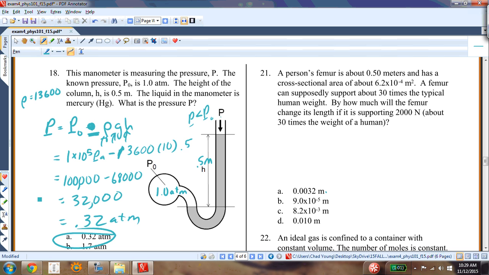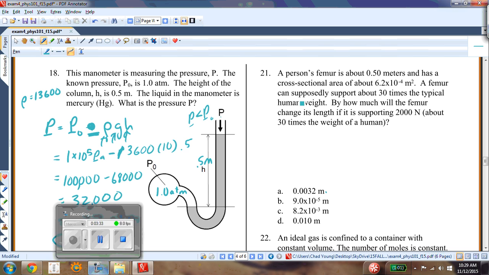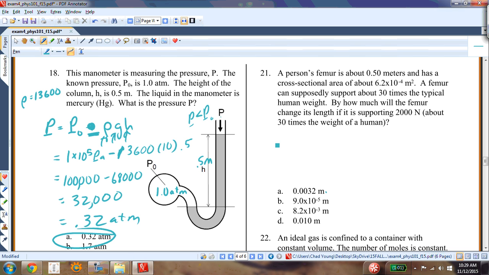A person's femur is about 0.5 meters long and has a cross-sectional area. The femur can supposedly support about 30 times the typical human weight. How much will the femur change its length if it's supporting 2,000 newtons? 2,000 newtons is about 30 times a person's weight. If you weigh 700 newtons, 30 times that is about 2,000. So let's see, this is stress and strain: F over A equals Y delta L over L.